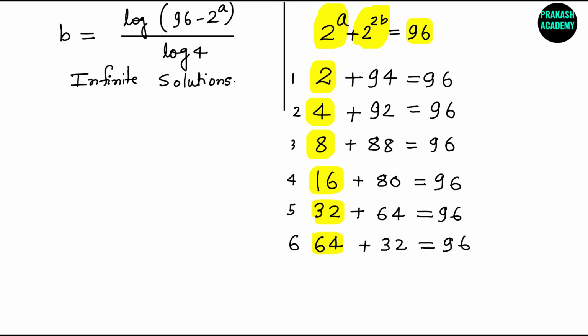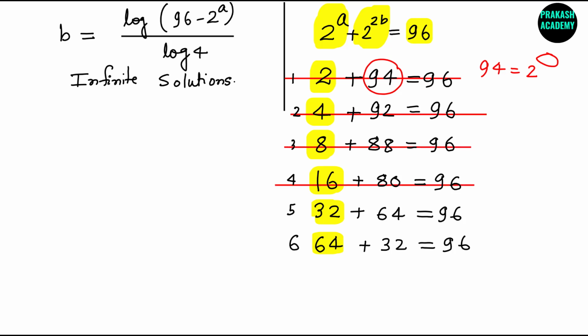Now we need to have both numbers as 2 raised to some power. But which numbers are not? In this case 94 is not 2 raised to the power something. We cannot write 94 as 2 raised to the power some number, so this solution is ruled out. This solution is also ruled out because we cannot write 92 as a power of 2, 88 we cannot write, 80 we cannot write. So we have only these two possibilities, that is 32 and 64.